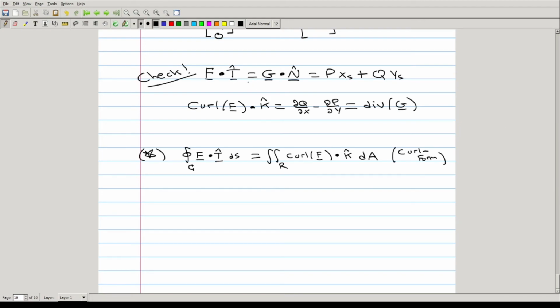Using these nice things we've shown right here, we can also write an equivalent form to this first form: the closed contour integral of G dot N ds is equal to the double integral over R of the divergence of G dA. This is sometimes called the divergence form of Green's theorem.